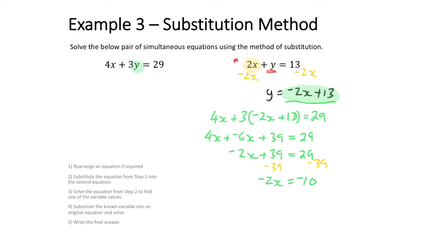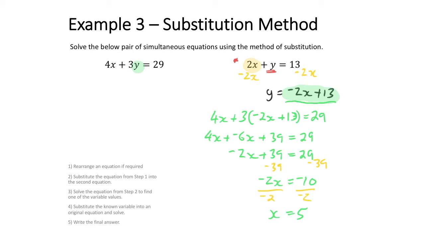So now I want to get x by itself. So I'm going to divide both sides by negative 2. So negative 10 divided by negative 2 is going to equal positive 5. So my x value is going to equal positive 5. So now that I know the value of one of my variables, being x is equal to 5, I can go ahead and substitute that back into one of the original equations to be able to work out what my y value is going to be.